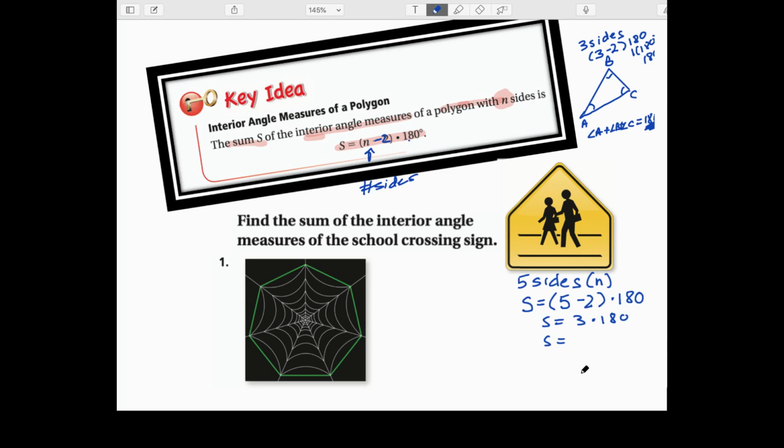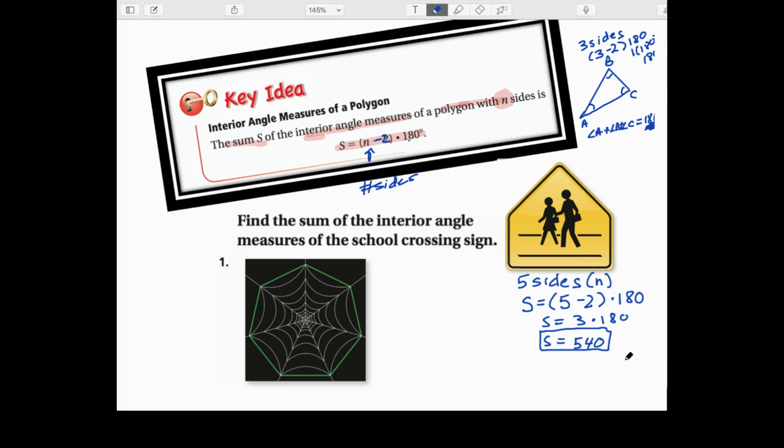3 times 0 is 0, 3 times 8 is 24, carry, so that's 540. And yes, you can use a calculator for that. That's basic stuff. You're not going to plug 5 sides into the calculator and have it pop out 540. You have to know what to put in there. And so that's the basic idea of what we're doing today.